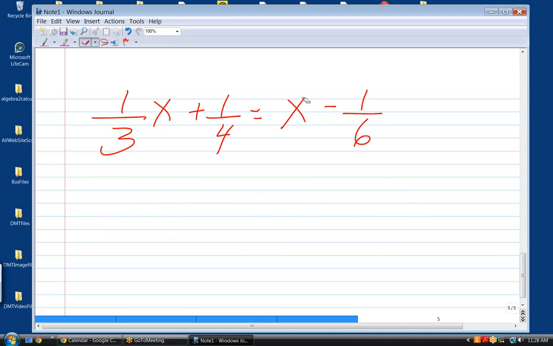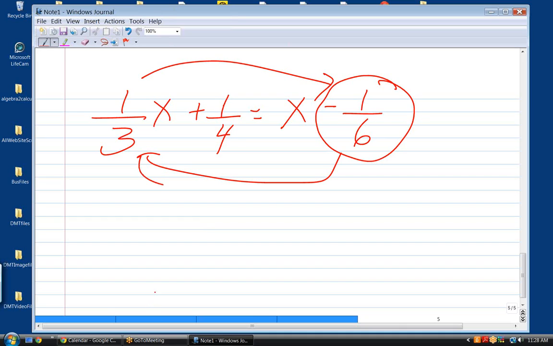I can tell that if I start with an entire x and I subtract a third of an x, I've still got some positive x. So let's move this to the right side and this number here to the left side. Let's start with the left side. What have I got? 1/4 plus or minus 1/6? Plus. And on the right side, I've got what? X. No. I'm moving a positive 1/3 x to the other side, so it's got to be subtracted.